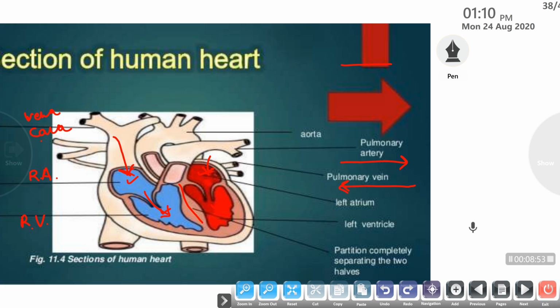This left atrium pumps the pure blood to the left ventricle. Then this left ventricle pumps the pure blood to the various organs of our body through the aorta. Generally the aorta is the biggest blood vessel that transfers the pure blood to the rest of the body, to different cells or different parts of our body. So this is how the blood flows from the heart to the lungs and from the lungs to the heart. This is generally the circulation of blood in the human body.